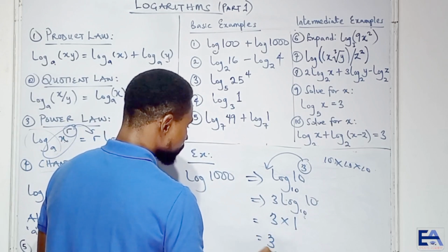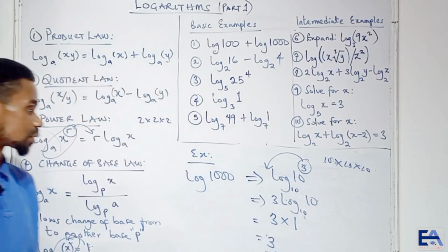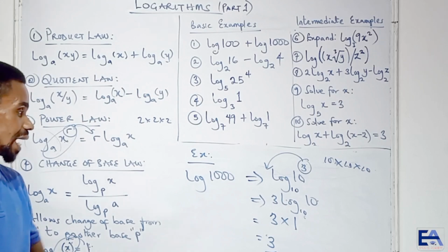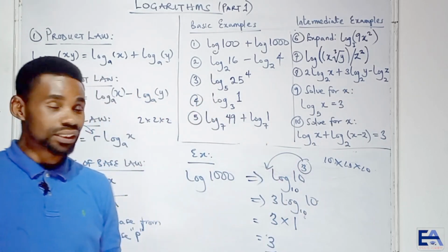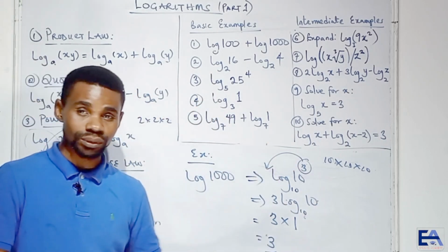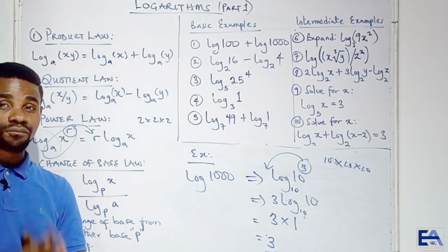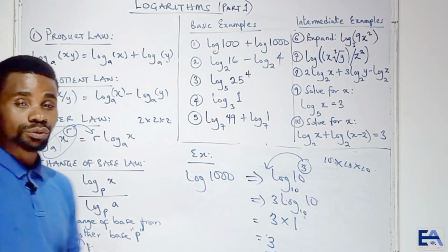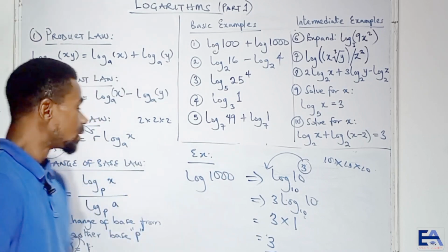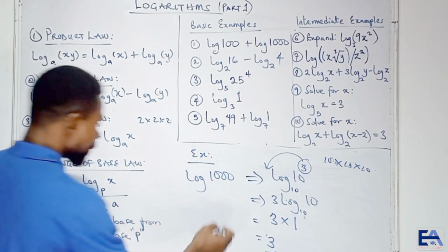Is 3. You see that we have been able to get the result of log 1000 as 3 in different methods, in different ways, and we keep getting the same result as 3, which shows that all these rules are very much valid. So we have it this way.